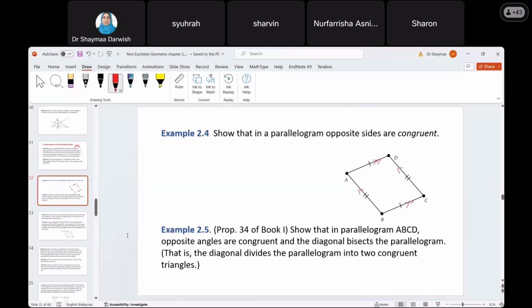AD is parallel to BC, DC is parallel to AB. This is the given information. You need to use the parallel theorems that we learned, and the congruent triangles. So maybe you need to draw DB, this one.